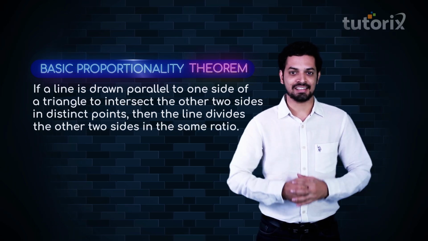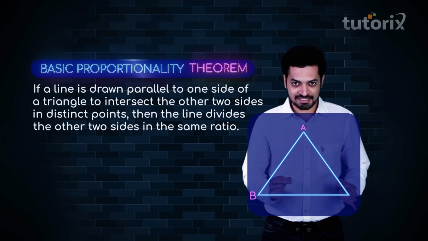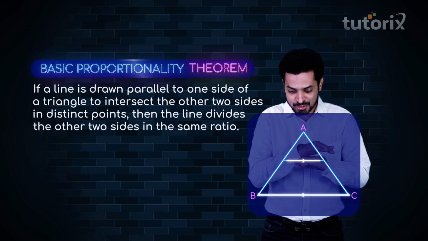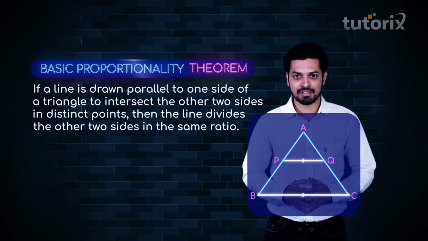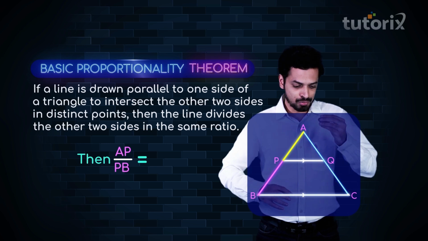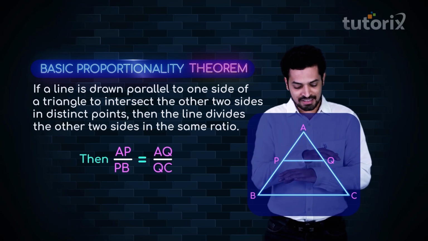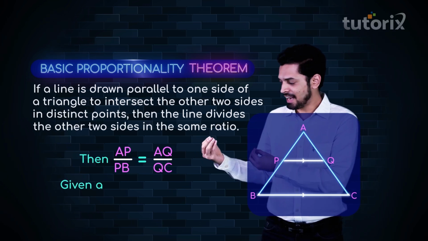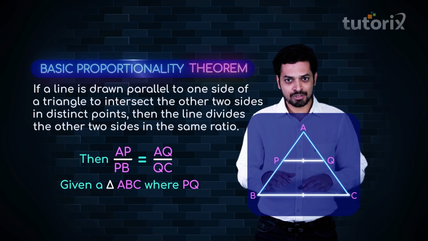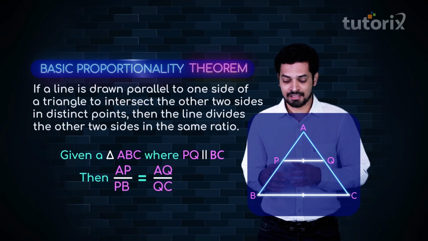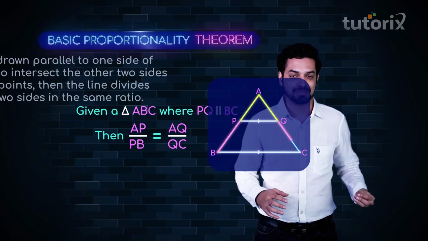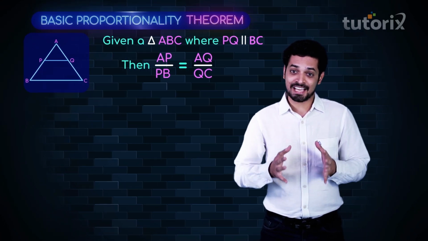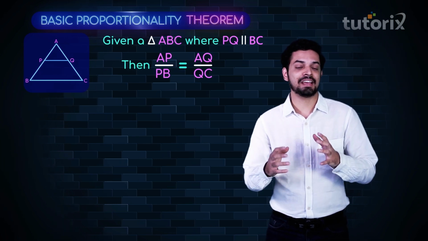Now let's try to put this mathematically, right? If you have a triangle ABC and a line parallel to the base BC intersecting the other two sides at points P and Q, then we have AP by PB equal to AQ by QC. This is when the line PQ is parallel to the side BC. So, given a triangle ABC where PQ is parallel to BC, then AP by PB is equal to AQ by QC. Now the main concept behind this proof is the fact that two triangles on the same base and between the same parallels have the same area.